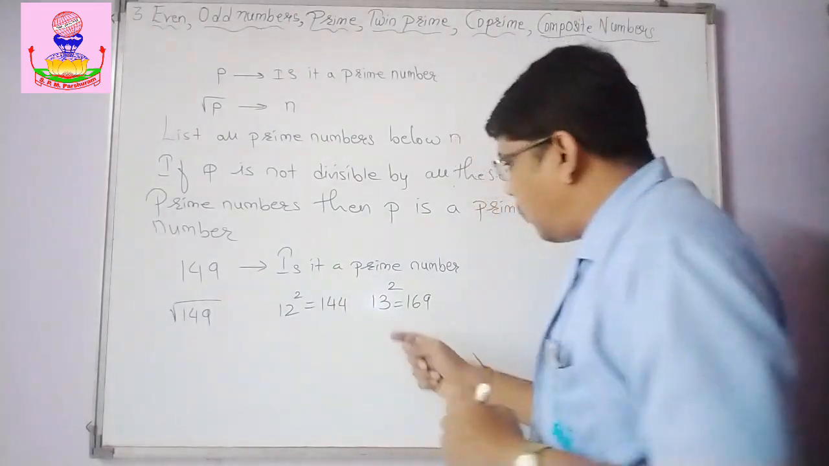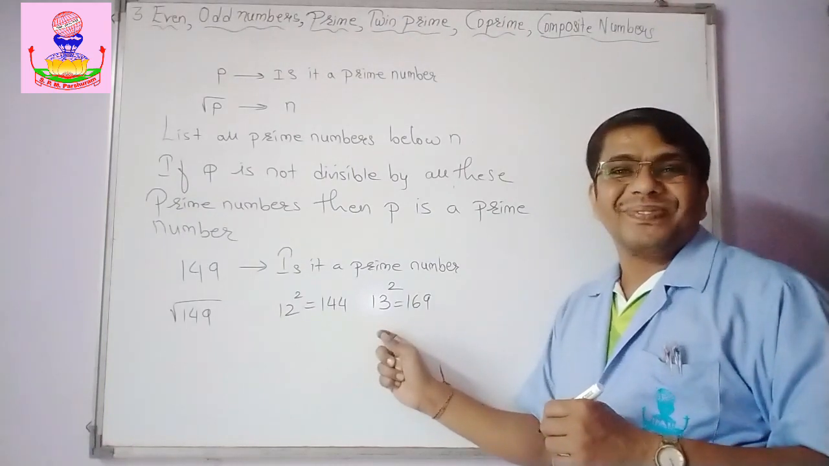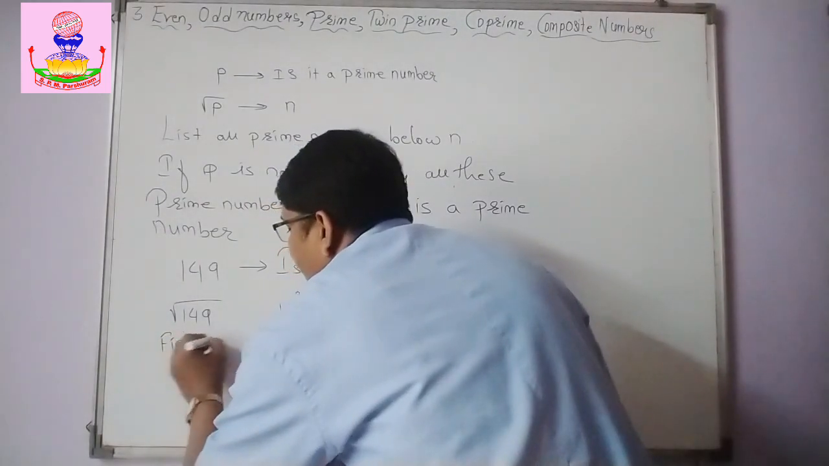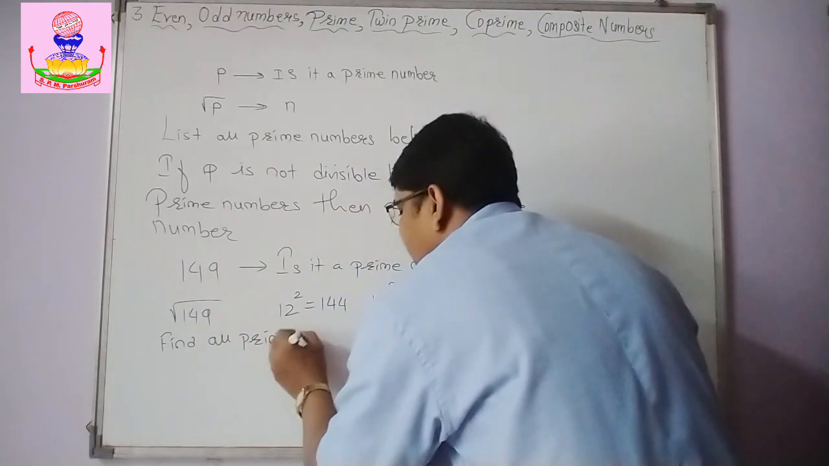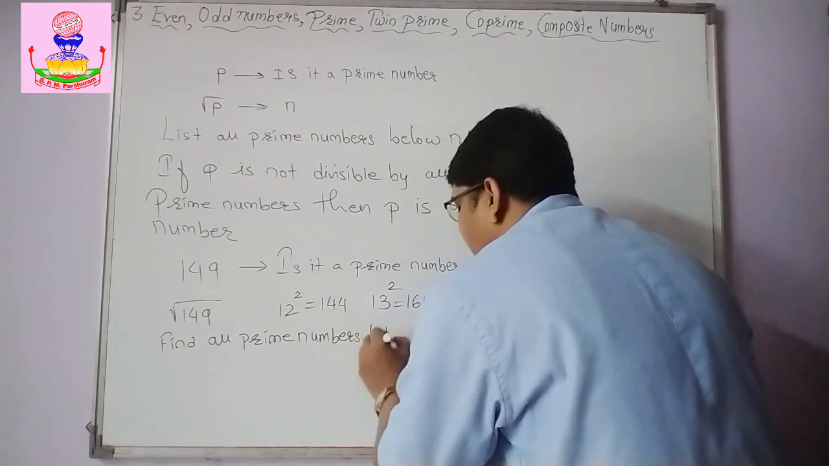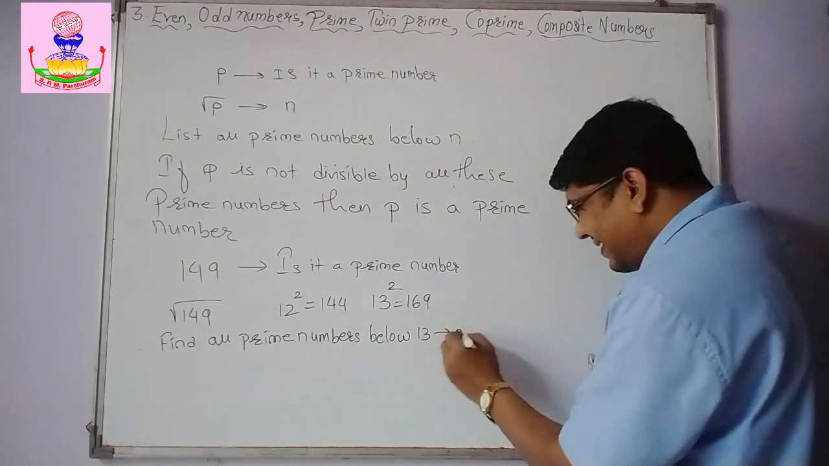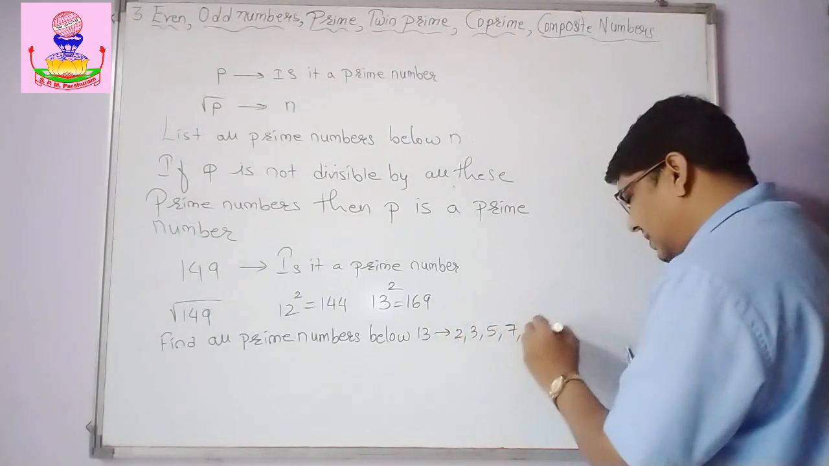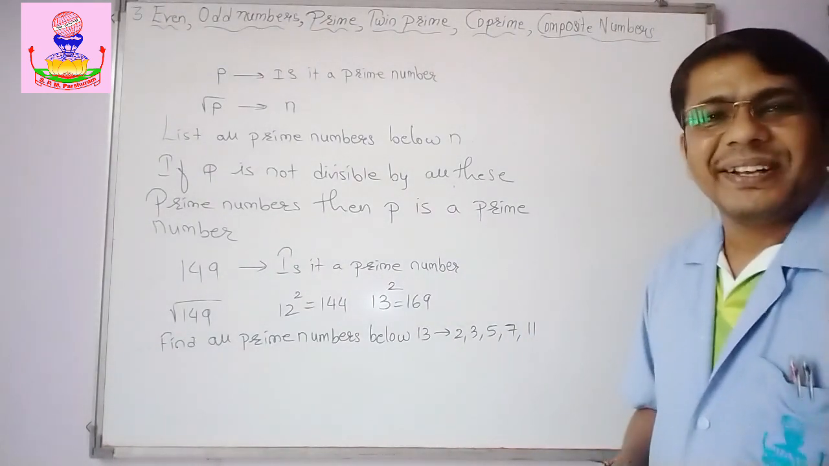Okay. So find all the prime numbers below 13. How many are they? 2, 3, 5, 7, 11. Can 13 be there? No. Do you get it?